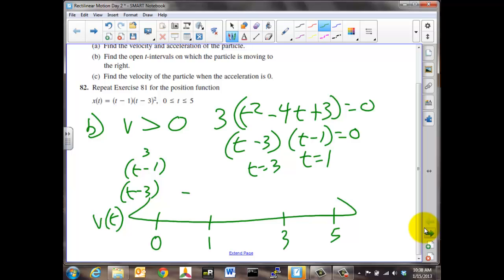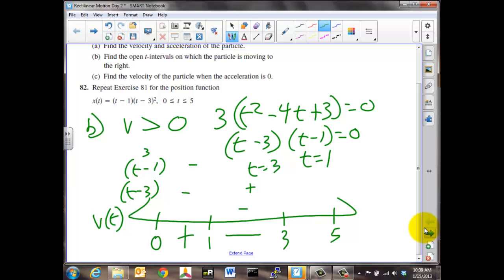1/2 minus 3 is negative. 1/2 minus 1 is negative. So that's going to mean it's positive. So from 0 seconds to 1 second, what direction am I moving? To the right, because I've got a positive velocity. All right, what if I put 2 in here? 2 minus 3 is still negative. 2 minus 1 is positive. So it's negative.